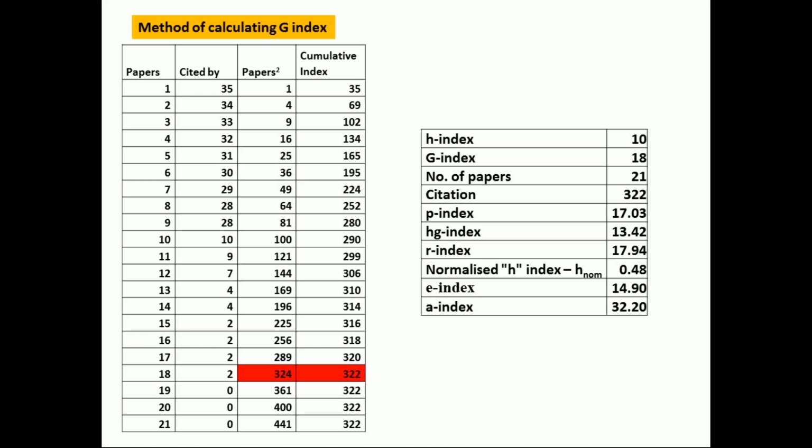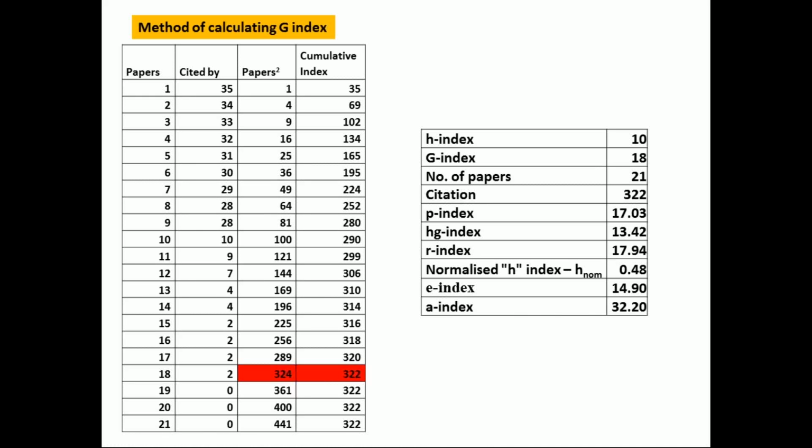That means 35 in the first paper, plus 34, gives a total of 69. Third paper, 69 plus 33, 102. Likewise, it goes on. The papers are squared. Just like comparing for the H index, here also I'm making a comparison. The comparison is: 18 papers have a cumulative citation matching 324 and 322. That means the G index is the number of papers.